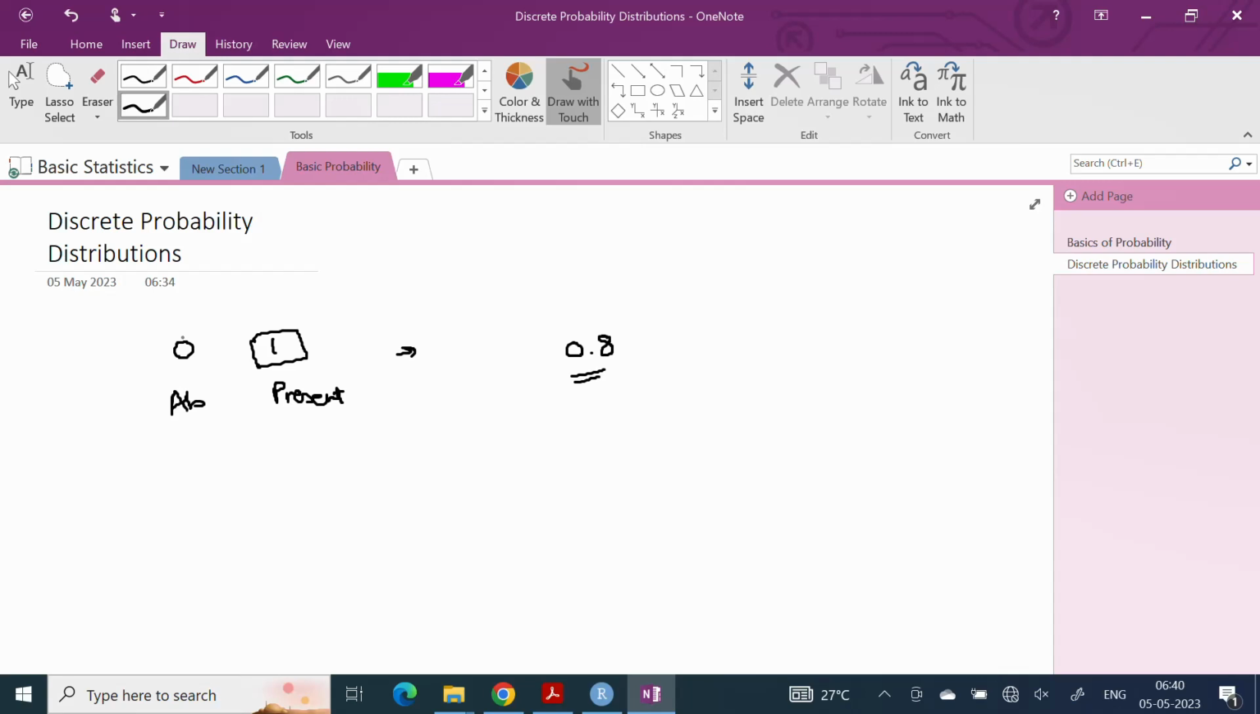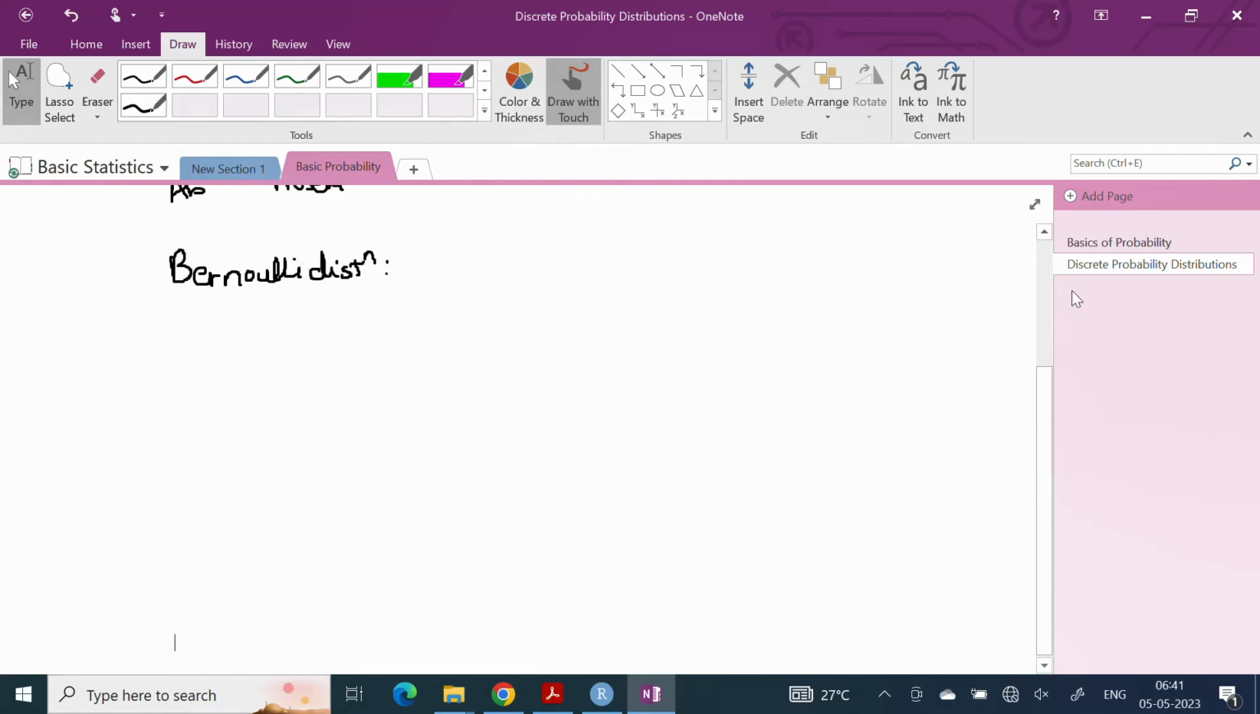So whenever we have binary variables, we have seen different types of variables, whenever we have a variable which can take only two values, we can model probabilities of that variable by something known as the Bernoulli probability distribution. What is a Bernoulli distribution? The Bernoulli distribution is used when we have only two possible values like present or absent, yes or no, male or female, etc.